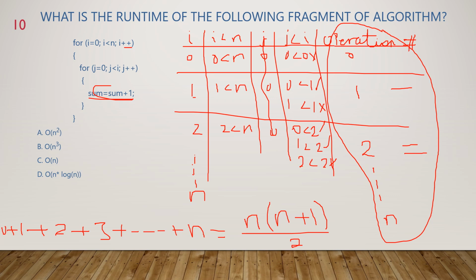Based on this, the running time of the algorithm, when you remove the lower terms, is n squared, because when you see this, n times n plus this n, that is n, and there is a half, so the result is big O of n squared.